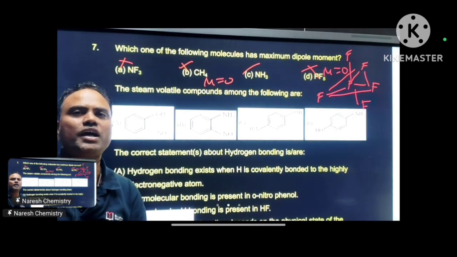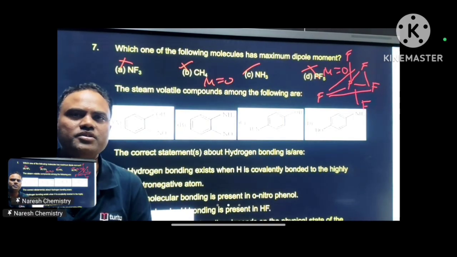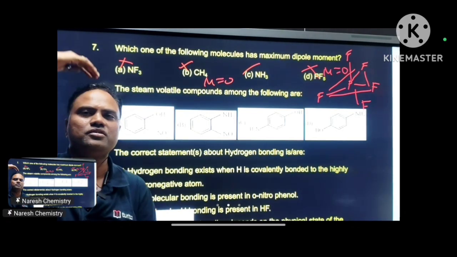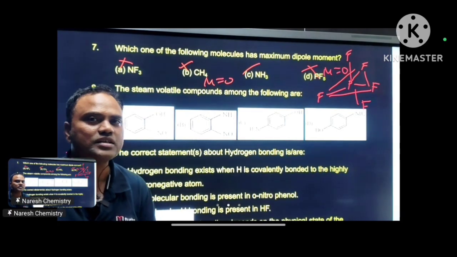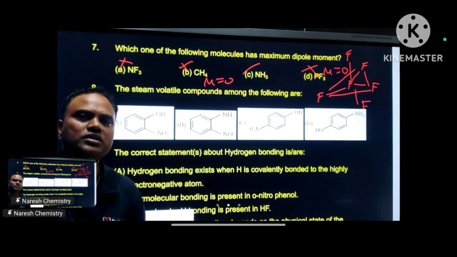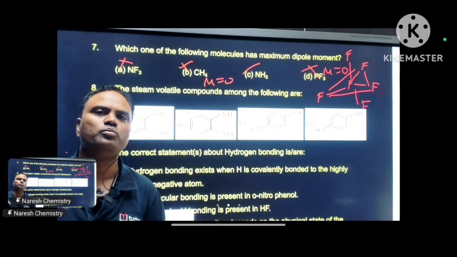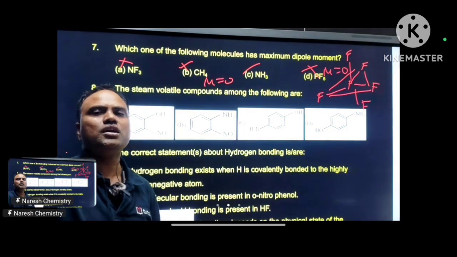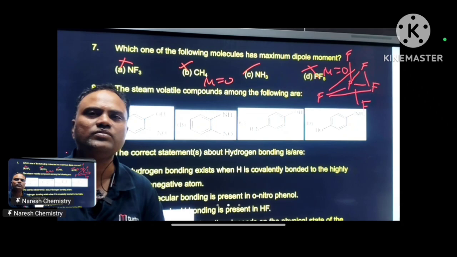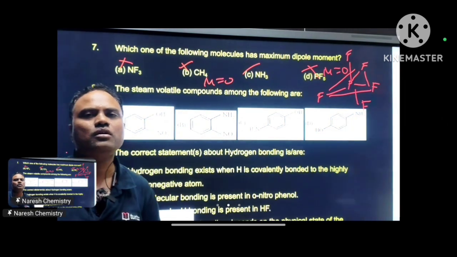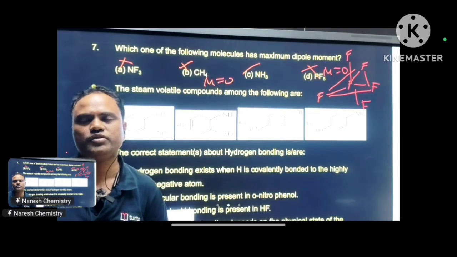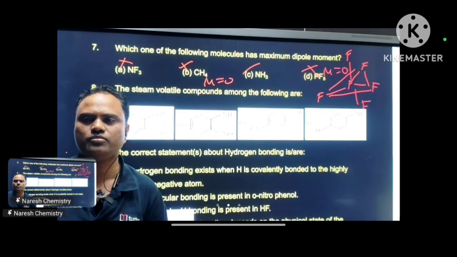Steam volatile means if you pass steam into it, it undergoes evaporation because boiling point is less now. Due to intramolecular hydrogen bonding, boiling point is less. If boiling point is less, if you pass steam into that, it undergoes evaporation. Clear? So, which compounds are steam volatile? Those which are having less boiling point, those which are having intramolecular hydrogen bonding.